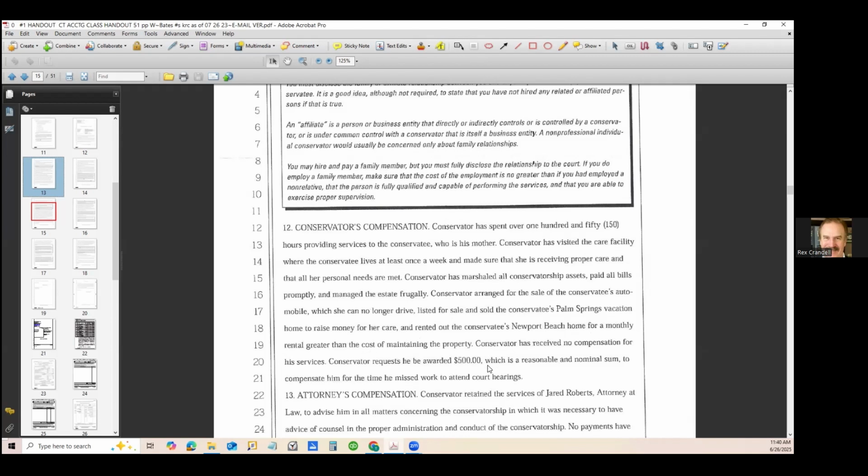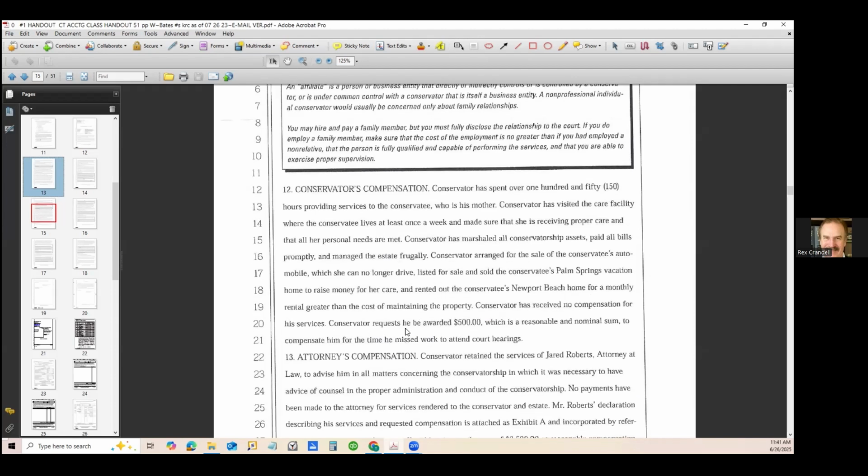But that's the compensation. Now, if at the end here the conservator waives fees, which is often done, I will put that the conservator waives fees, and I'll repeat it down below in the prayer. So this can change quite a bit based on your circumstance.